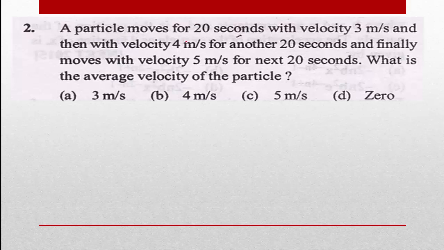A particle moves for 20 seconds with a velocity of 3 meter per second, and then with a velocity of 4 meter per second for another 20 seconds, finally moves with the velocity 5 meter per second for the next 20 seconds. What is the average velocity of the particle?